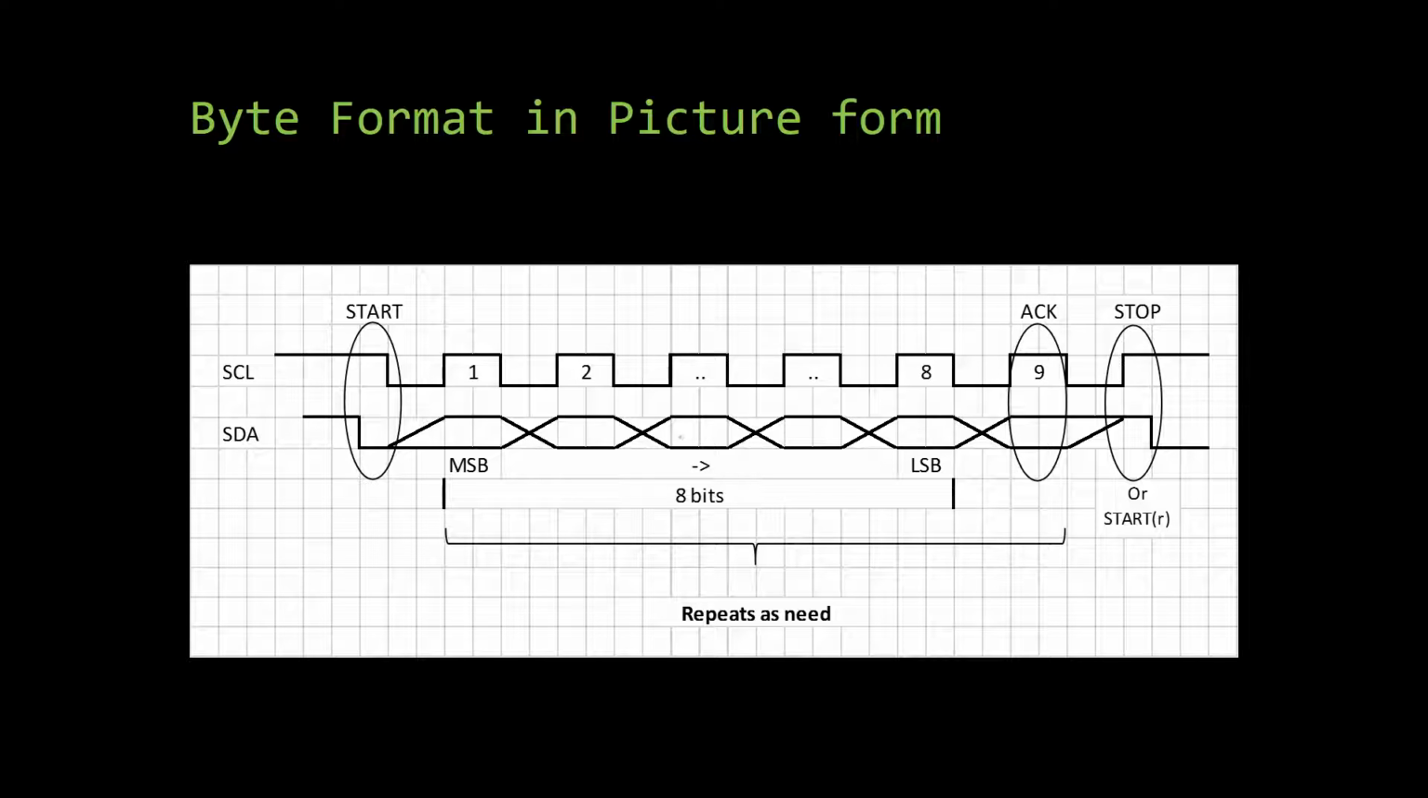This is a graphic representation of the slide I just discussed. On the left, you can see a start bit, followed by 8 bits of data, and a 9th bit that's either an ACK or a NAK. It goes from MSB on the left to LSB on the right. The 8 bits of data plus 1 bit of ACK or NAK is repeated as necessary, and it's followed by either a stop or a start R if the same master wants to keep control and start a new transaction.